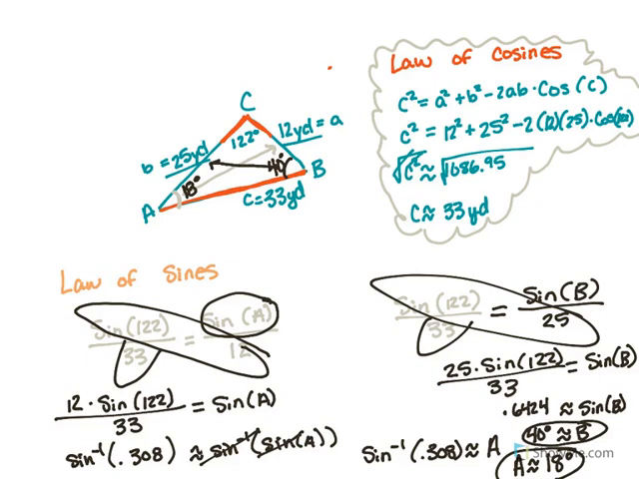So law of cosines, you really just want to use it to solve for your first side. Use law of sines to solve for your angles after that. You can use law of cosines to solve for angles, but it's much, much harder. You have to rearrange that equation a lot to be able to do that. So just use law of sines. It's a lot easier.